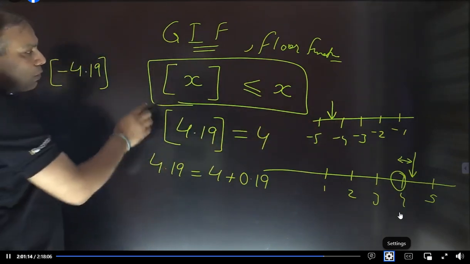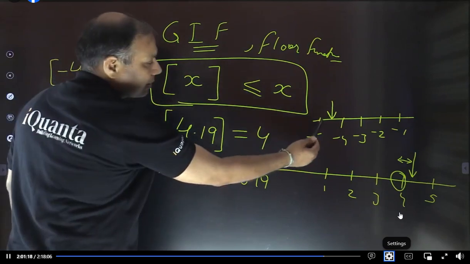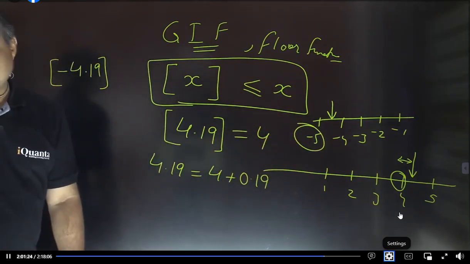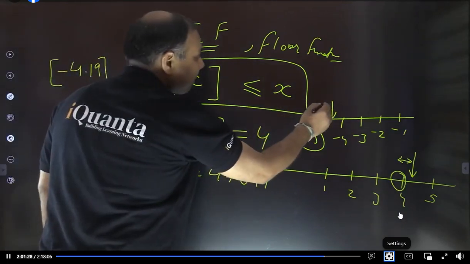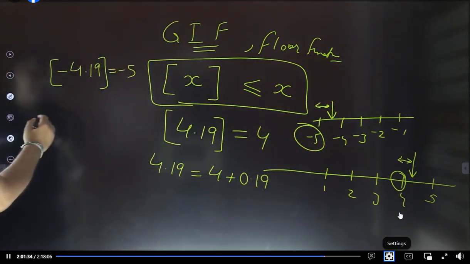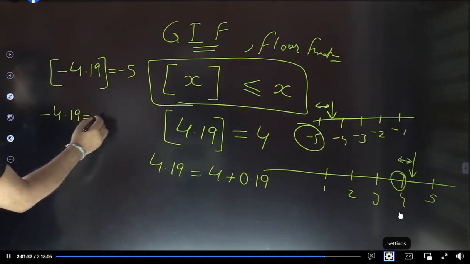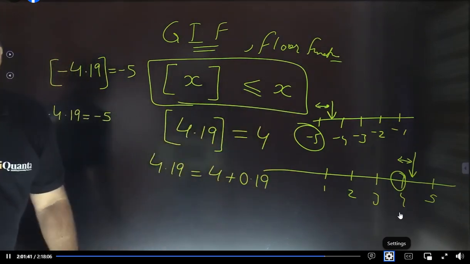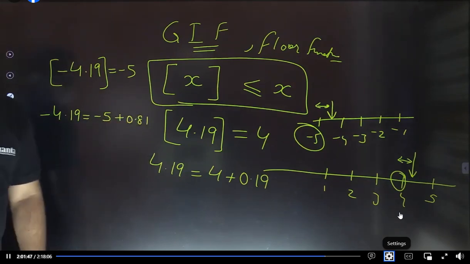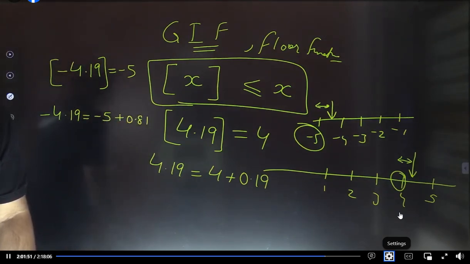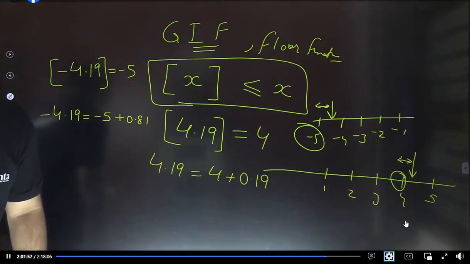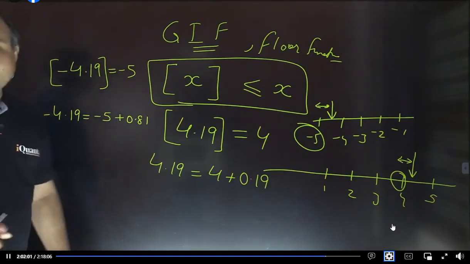Now, remember the meaning of the greatest integer function? We need to look for the greatest integer less than this, on the left side. So minus 5 is the right value. And what about the remaining gap? This is the fractional part of the number. So minus 4.19 can be written as minus 5 plus the fractional part. What is the fractional part remaining now? It is positive 0.81. So the important key point here is that the fractional part of the number is always non-negative. I repeat, the fractional part is always non-negative.